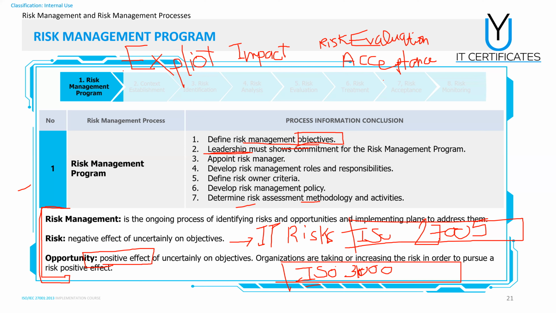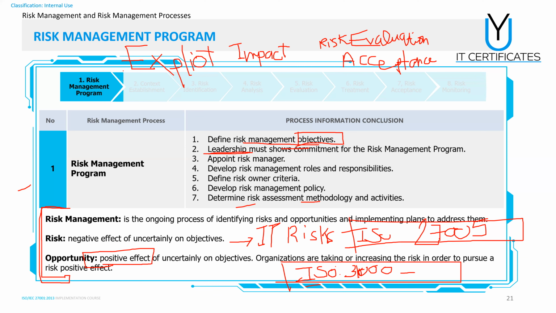Any answer? Okay. ISO 31000 is enterprise risk. When we are speaking about enterprise, it covers all the risks and opportunities, not related to IT risks only. It can be risks in IT, in finance, in services, in supply chain, and so on.